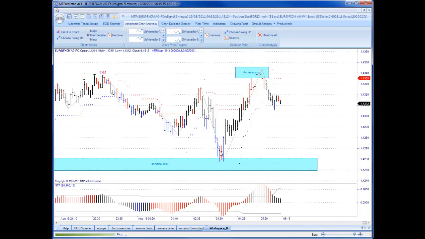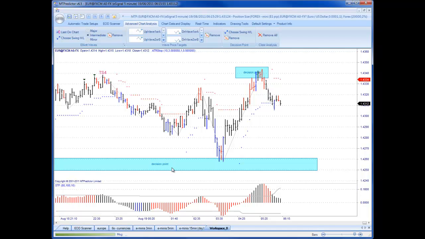If I scroll forward, just look how the market went up to that level, and look at that, it found resistance and is now backing off brilliantly. So these are some of the more advanced tools we have in MTPredictor that, as you can see, manage to nail these particular turns absolutely beautifully, but more importantly, these levels were on the chart in advance.